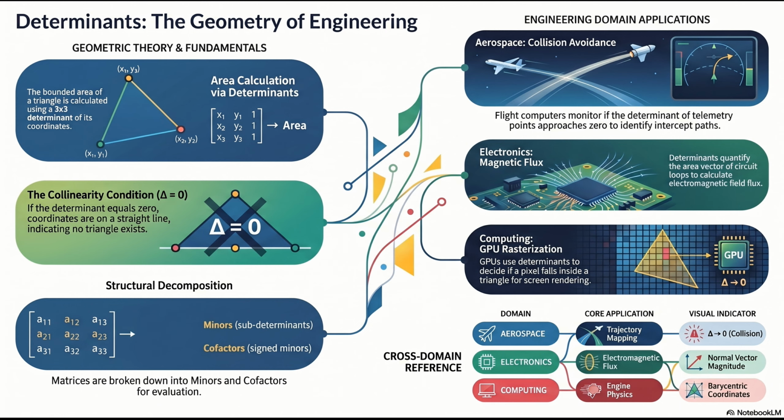Right now, the device you're listening to this on is calculating the exact area of millions of invisible triangles. Billions of times per second, actually. Right, billions. And if that calculation stops for even a fraction of a second, your screen just freezes. The whole digital world goes completely black.